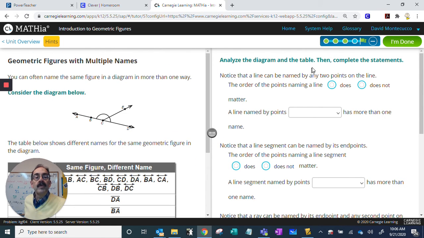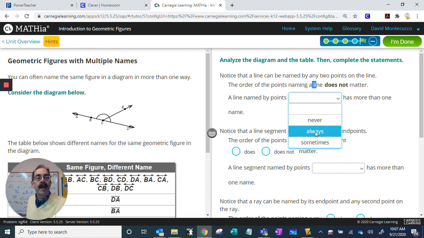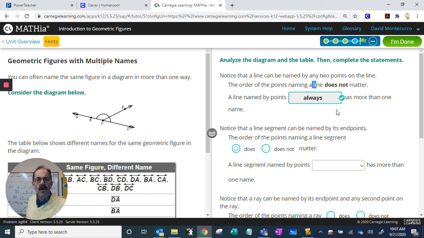Now, notice that a line can be named by 2 points on a line. The order of the points naming the line does or does not matter. A line does not matter. Hey, I got it right. A line named by points, blank, has more than one name. A line named by points never has more. Sometimes. A line, always, right? Always. It wouldn't matter because it's just this whole line.